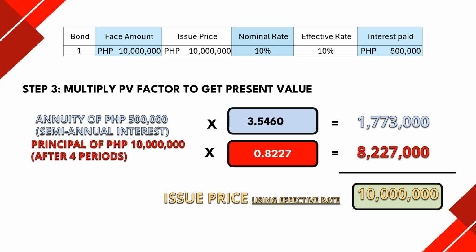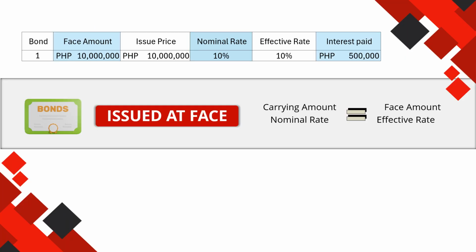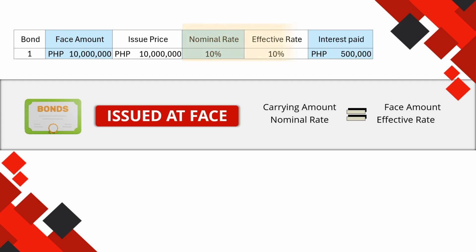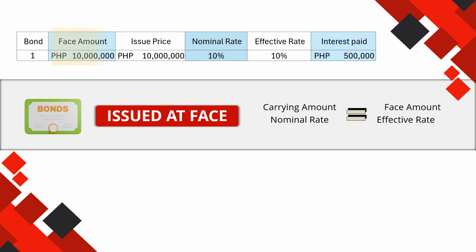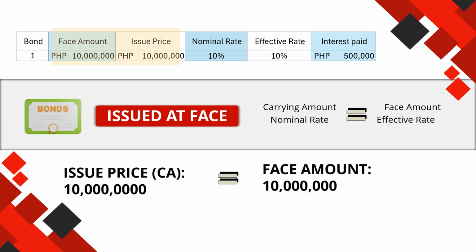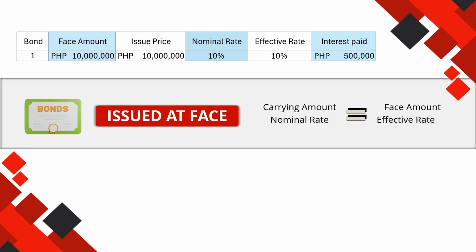By this point, you'll be like, wow, what we did was so complicated, and it's the same as the face amount. Well, what I want you to learn is that this is the most basic type of bond, which is what we call issued at face. The reason the carrying amount and face amount are the same is that if you notice, the nominal rate and the effective rate are also the same. If your nominal rate is equal to your effective rate, then your carrying amount, or your present value, is equal to your face amount. They have the same nominal rate of 5% semi-annual and effective rate, so the face and issue price are also the same. Issue price will determine your carrying amount.